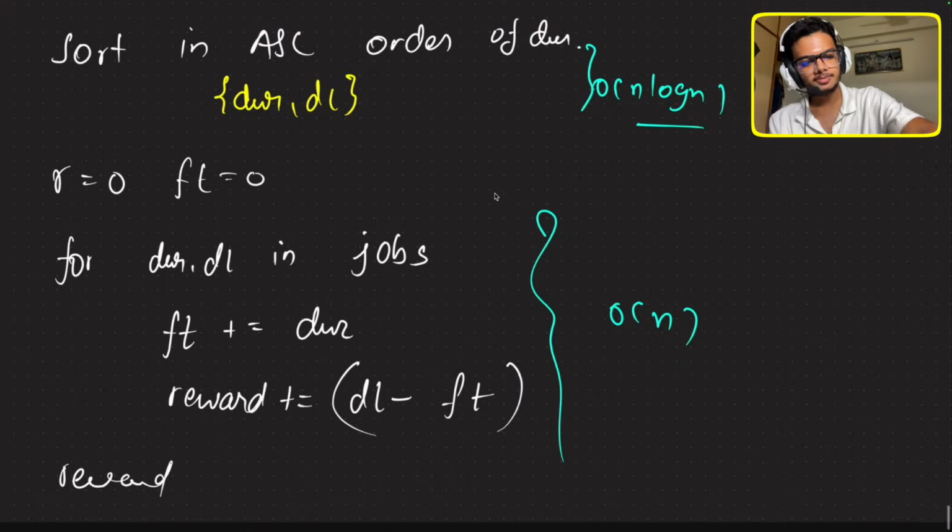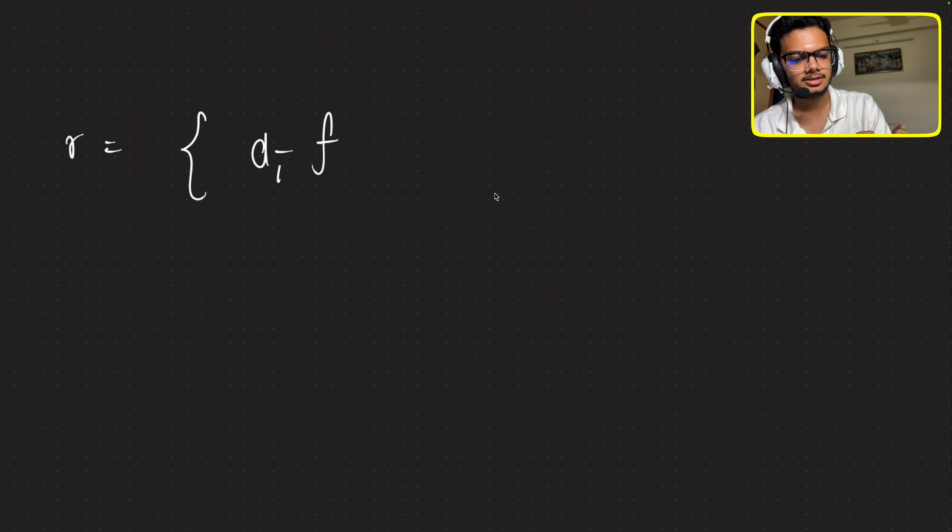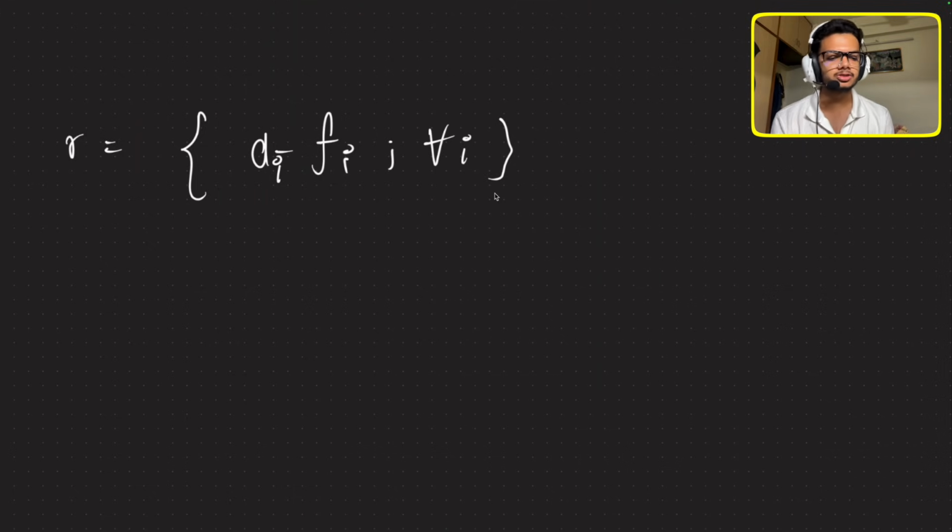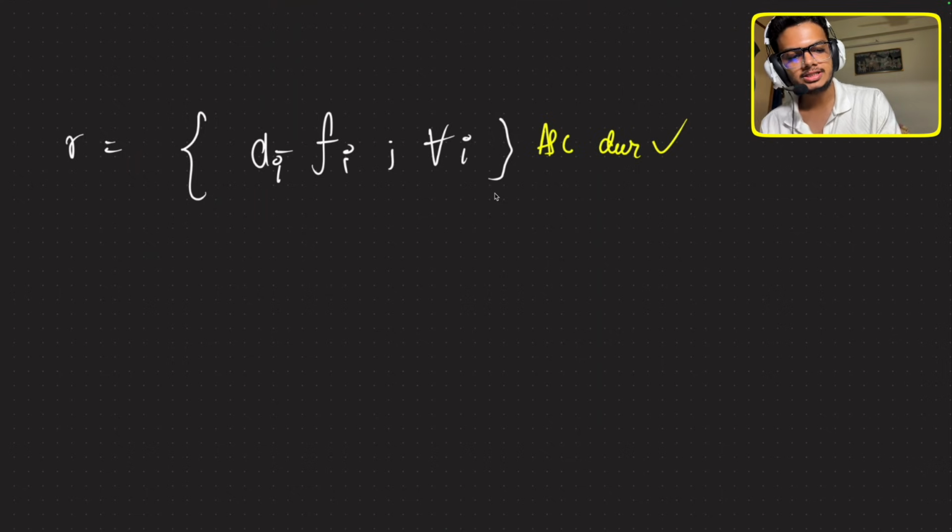Okay, so I'm keeping the same question, and let's say initially my reward function is defined like this. Initially in this question the reward function is simply di minus fi for all i's. So here we found out that simply performing the jobs in ascending order of the duration was the optimal thing to do. Okay, I'll change one little thing.